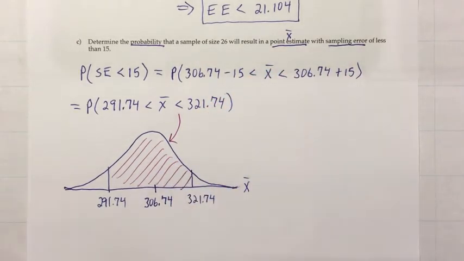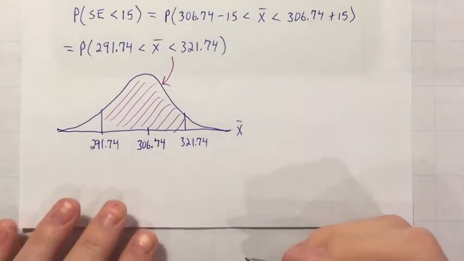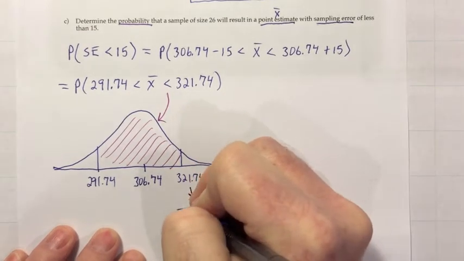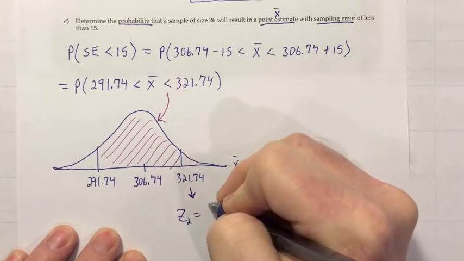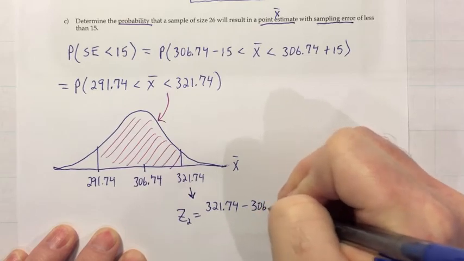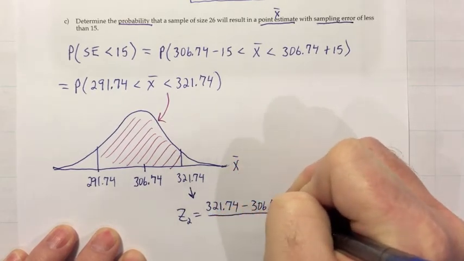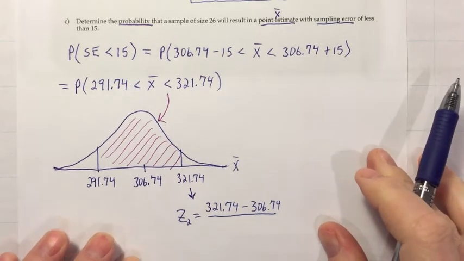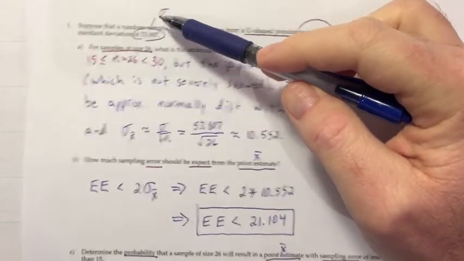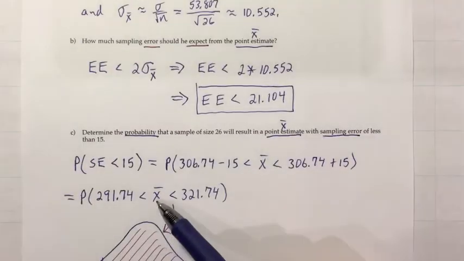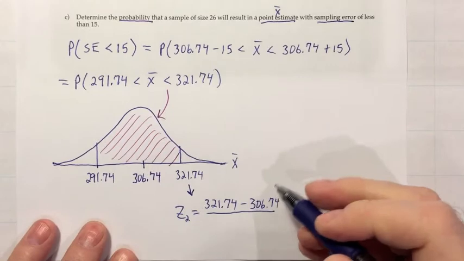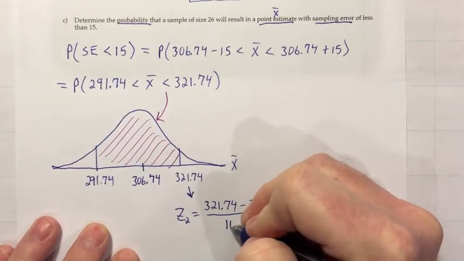And the way that you find areas is to use the normal CDF, but we use z-scores when we do that. So let's do a z-score for this right-hand side right here. This would be our z2, I guess. So z2 would be that boundary, 321.74, minus the mean, 306.74, divided by the standard deviation, but we have to be real careful here because there's 2 standard deviations. There is the 58.807 right there, but that's sigma, and we're doing a probability question about x bar. So we need sigma of x bar as our denominator. So I'm going to divide here by the 10.552.